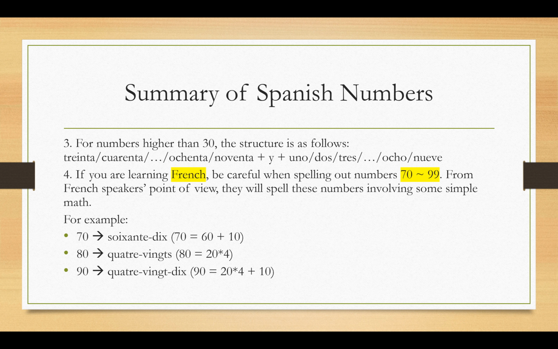3. For numbers higher than 30, the structure is as follows. We put the multiples of 10 at the tens digit, and then plus e, or y, which means and, plus numbers 1 to 9 at the units digit.